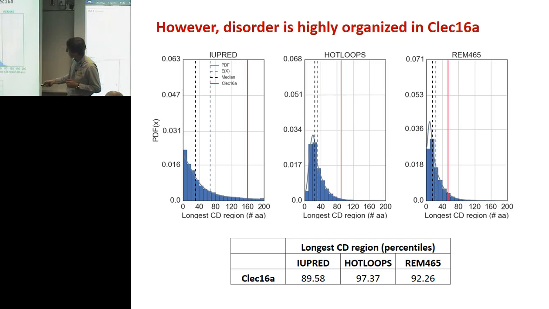It's in the 89 percentile, so the 90 top percentile of the population. When you look into hot loops, it's on the 90-70 percentile. And when you look into Riemann 465, it's in the 92 percentile. So it's an anomalous protein.